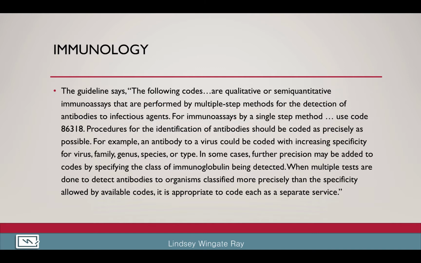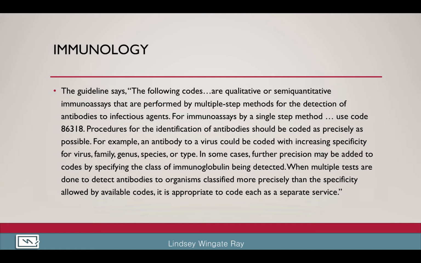Now let's talk about immunology. The guidelines say the following codes are qualitative and semi-qualitative immunoassays that are performed by multiple step methods for the detection of antibodies to infectious agents. For immunoassays by single-step method, use code 86318. Procedures for the identification of antibodies should be coded as precisely as possible. For example, an antibody to a virus could be coded with increasing specificity for virus, family, genus, species, or type.